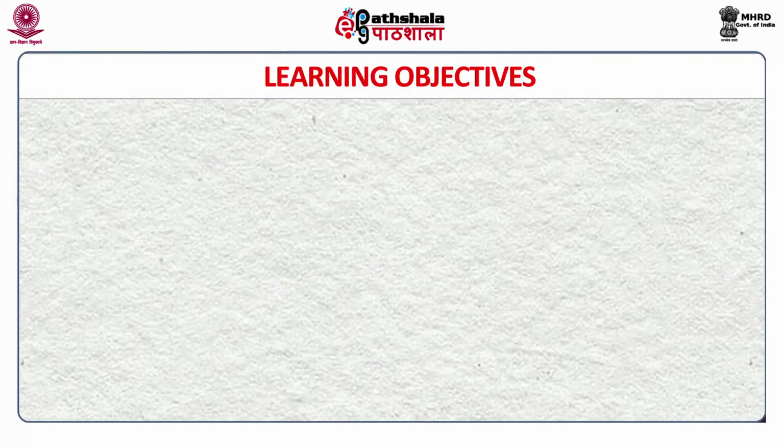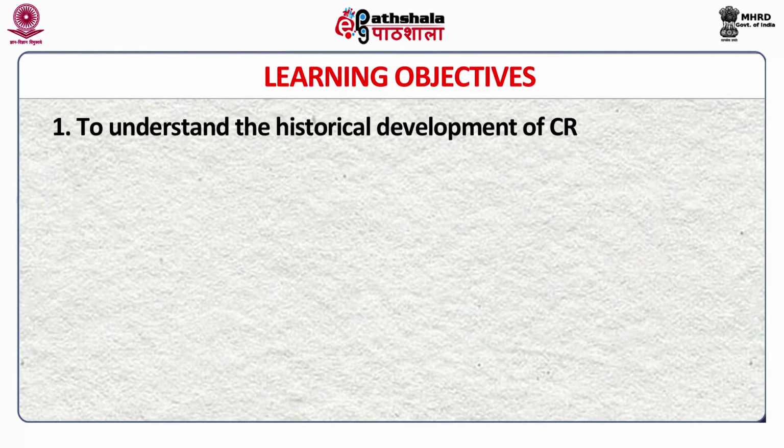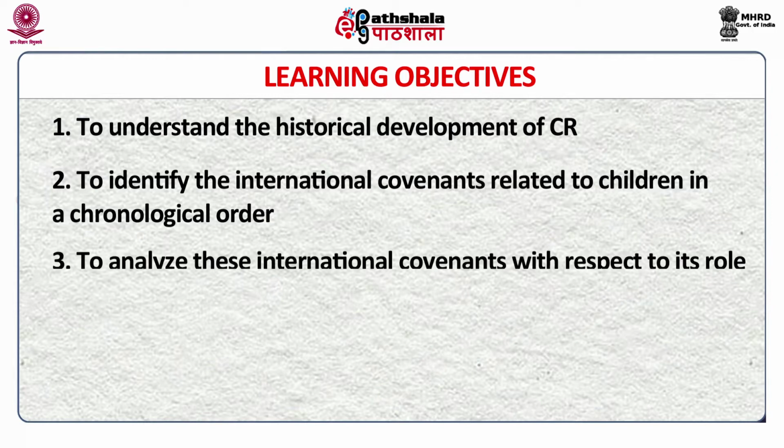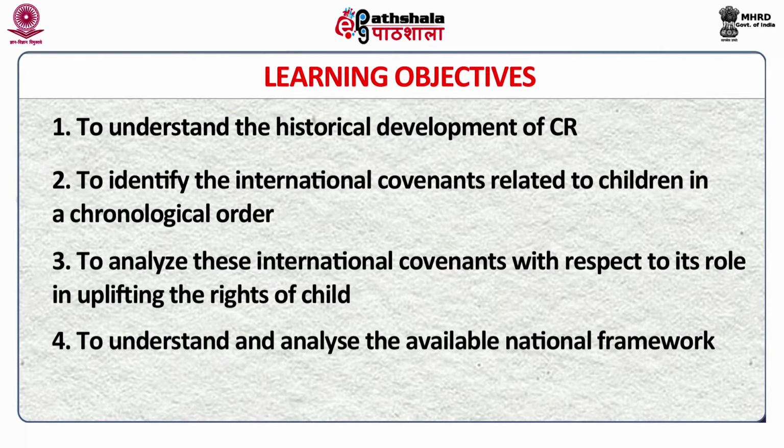The aim of this module is to understand the international and national framework of child rights. Child rights are special human rights of child. The basic objectives of this module are to understand the historical development of child right, to identify the international covenant related to children in a chronological order, to analyze these international covenant with respect to its role in uplifting the rights of child, to understand and analyze the available national framework for the protection of child rights.